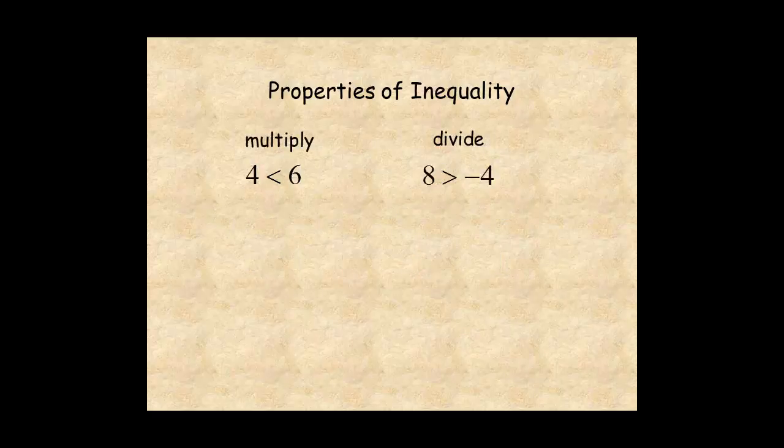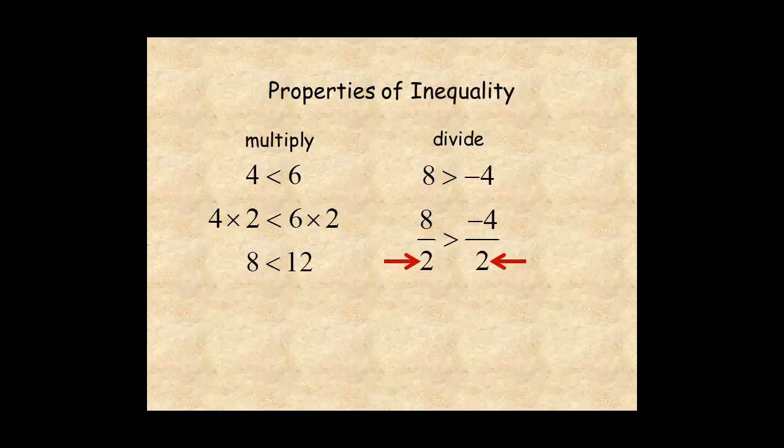There are similar properties for multiplication and division. On the left, if you start with the statement 4 is less than 6 and multiply each side by 2, you get 8 is less than 12, which is still true. On the right, if you start with the statement 8 is greater than negative 4 and divide both sides by 2, you get 4 is greater than negative 2, which is still true.